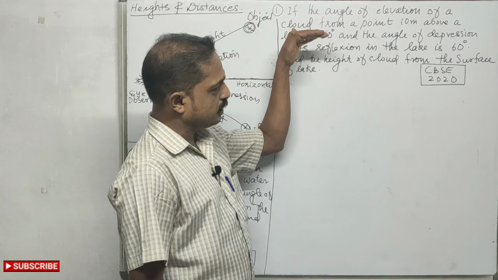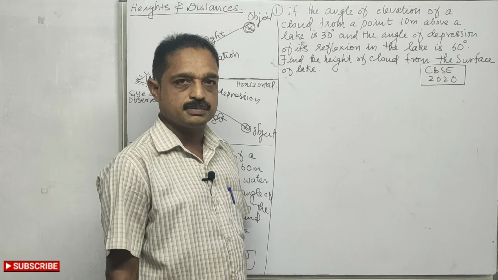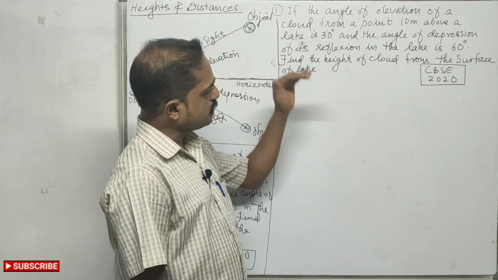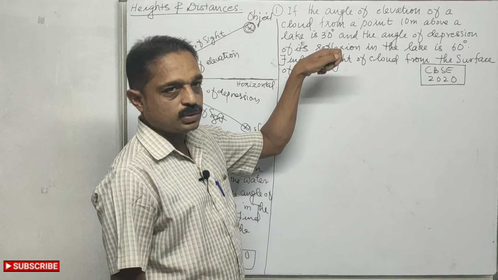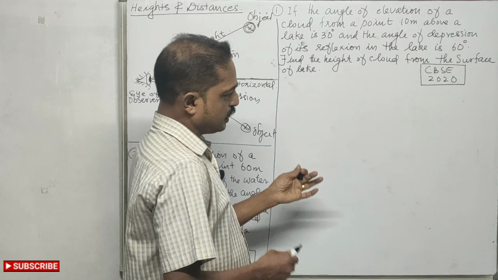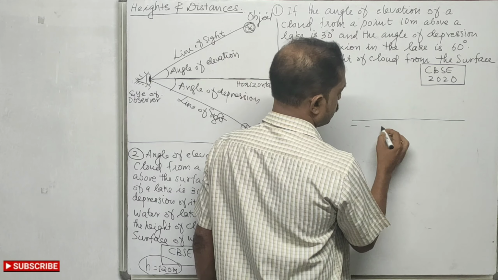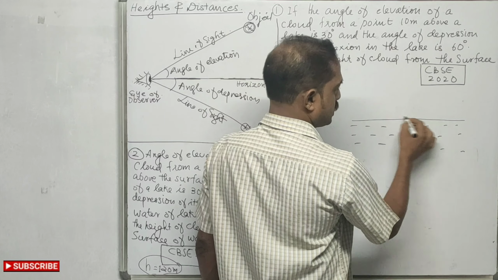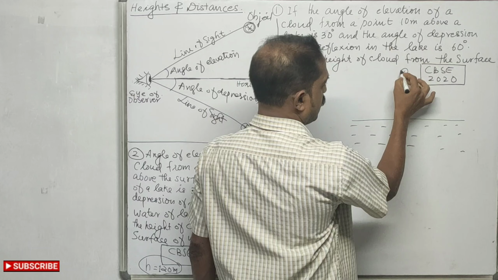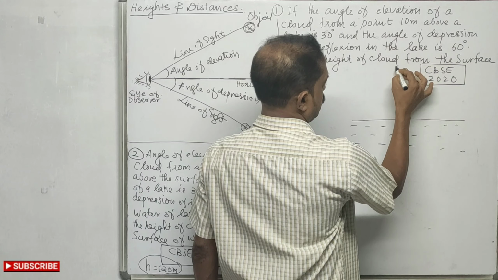First of all, we have to draw a rough figure concerning this problem. This problem relates to the cloud and its reflection in the lake. So let us assume that this is the lake, this is the surface of the lake. And let us assume that this is the cloud.